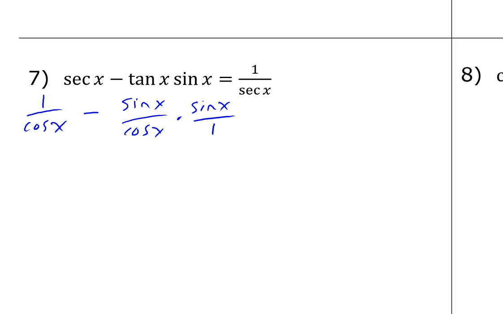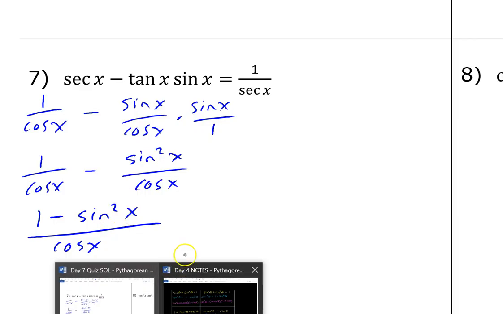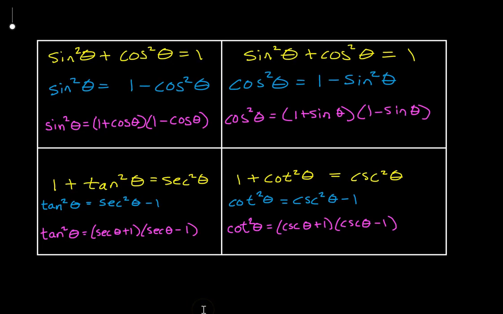So what can I do? Well, multiplying these together, I have 1 over cosine x minus sine squared x over cosine x. Well, no work here. I already have a like denominator, so I can add these together. So that'll give me 1 minus sine squared x over cosine x. I think that's on my identity chart of memorization. 1 minus sine squared x. Let's check it out. Yes, 1 minus sine squared theta is equal to cosine squared theta.